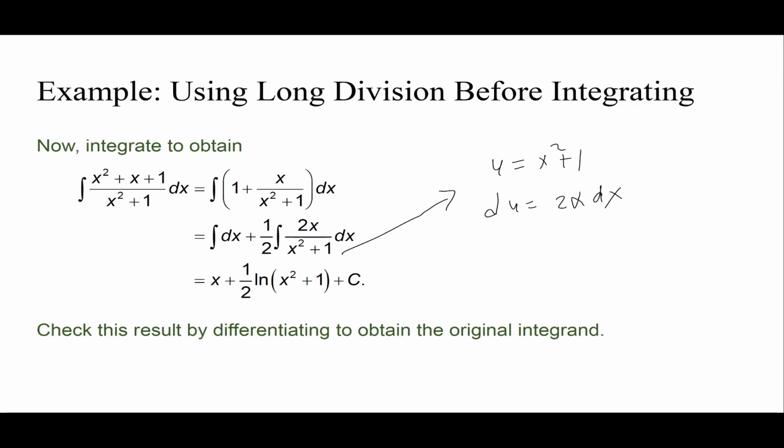And that's the reason the integration of this part is half ln (x squared plus 1), because u is x squared plus 1. Keep in mind, x squared is always positive, and adding 1 gives you an always positive number. That's why we don't need the absolute value sign here.